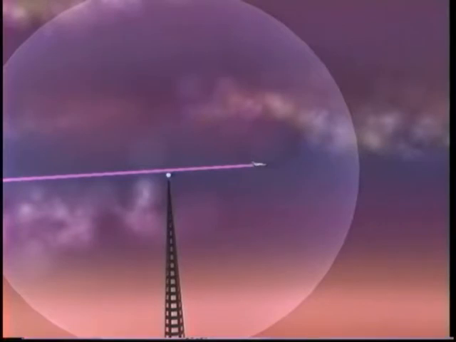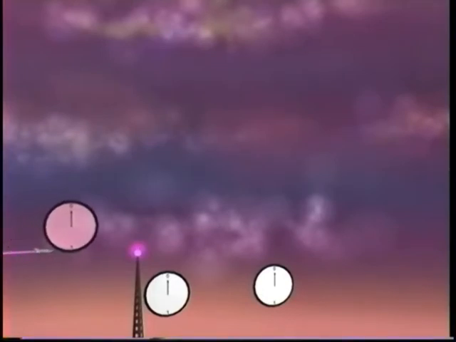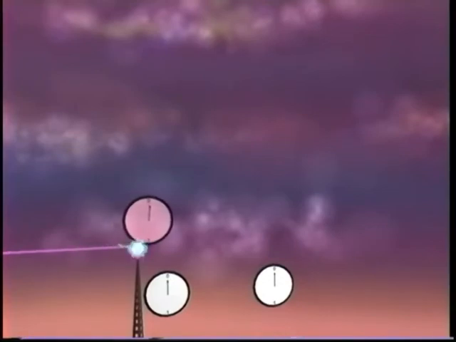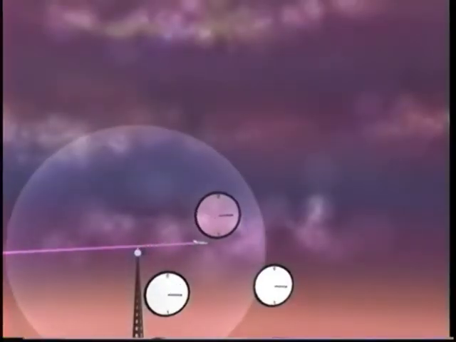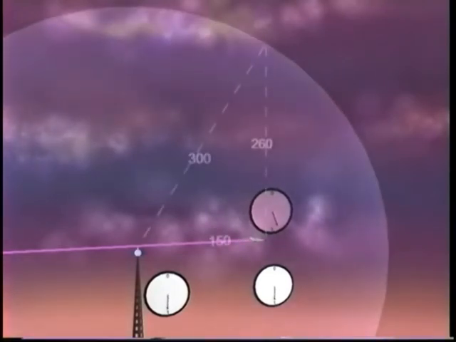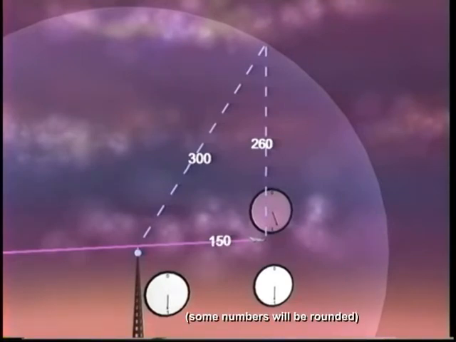Now, let's add some clocks into the ground frame and into the spacecraft frame. The clocks will start running the instant the flash is triggered. 1 complete rotation of the hand is 2 microseconds. The ground clocks read 1 microsecond. The radius of the sphere is 300 meters, and geometry tells us that the height of the bubble of light directly above the spacecraft is 260 meters.